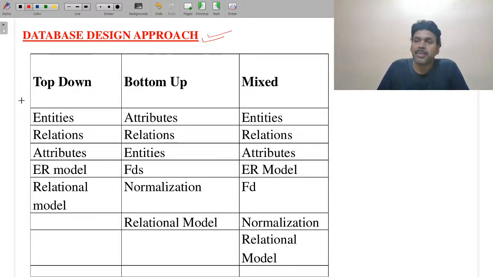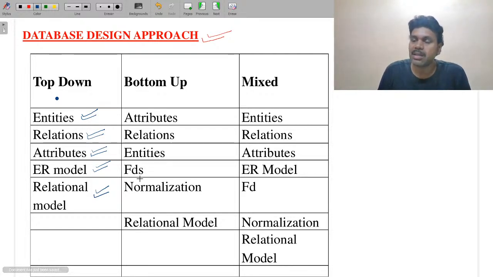If you look at the top-bottom approach, there is some order we need to follow before you put the final database in the real world, in both top-bottom and bottom-up. As far as top-bottom is concerned, first you need to identify what types of entities are there, then what the relations are among them, and what collection of attributes you have, then construct the ER model for that. Finally, you construct a relational model. Relational model is nothing but we build all your entities and relationships and put the database live.